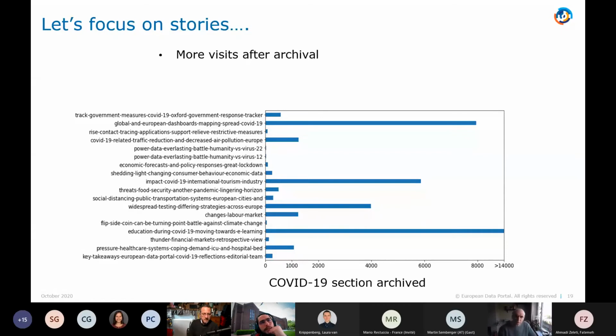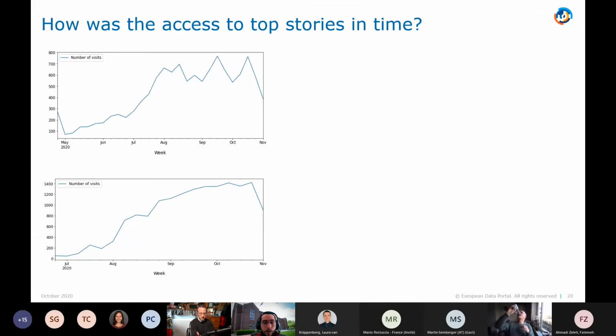We think that this is an indication that people were just reaching this via the search engines, and the search engine just understood that content changed location and kept serving it to the users that were looking for information about these particular things. We noticed a lot of people looking for COVID-19 education, COVID-19 and e-learning, or tourism and COVID-19, and the EDP was highly ranked in search engines for this, and that's why we end up with a lot of visits on these particular stories. So these hit stories, as we call them, drove a lot of traffic.